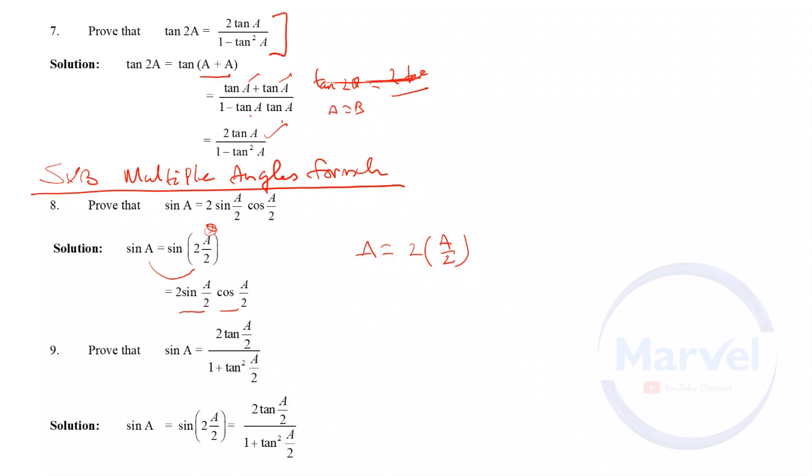Sin a equal to 2 tan a by 2 by 1 plus tan square a by 2. Sin a equal to sin of 2 into a by 2. What is sin 2 theta in terms of tan? Sin 2 theta equal to 2 tan theta by 1 plus tan square theta. So here this is theta. Sin 2 theta equal to 2 tan a by 2 by 1 plus tan square a by 2. Further you can't simplify. This is the final expression.